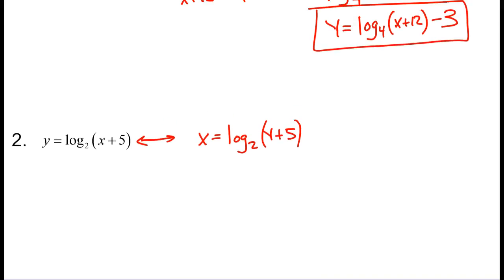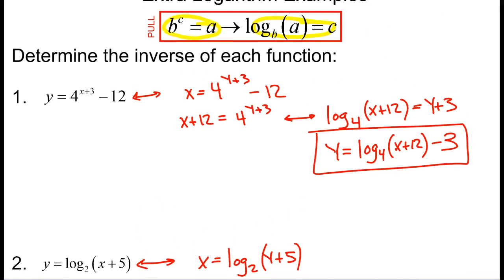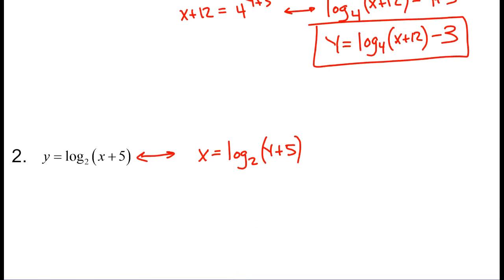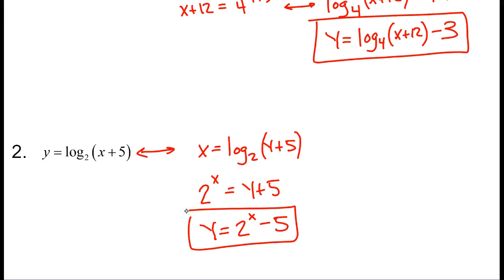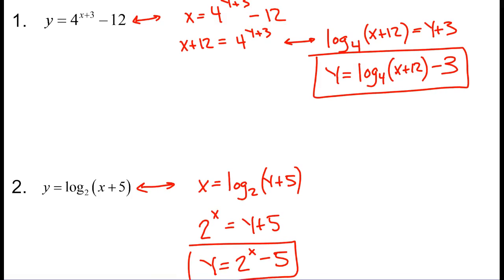I'm going to scroll back to the top of the paper where I have this statement right here. If I have the log base b of a equals c, I can rewrite that as b to the c equals a. So, another way to say the same thing, log base 2 of y plus 5 equals x means that 2 to the x power equals y plus 5. Now to solve for y, I simply subtract 5 from both sides and I get y equals 2 to the x minus 5. For these last two examples, I would encourage you to graph the original function and then graph the inverse and make sure you see that they are a reflection across the line y equals x.